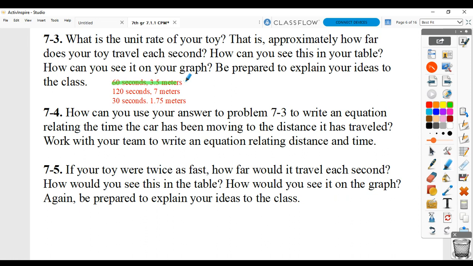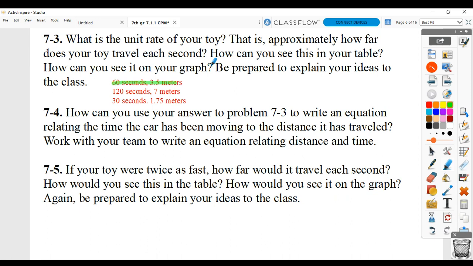If we were going to graph this, what we would see is that it was going to start at 0, 0, because at 0 seconds, it will go 0 meters. And we would also see that it would be linear, because again, that constant rate creates a linear proportional relationship.